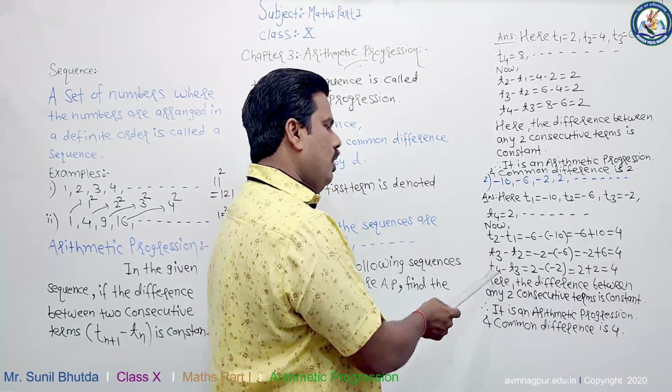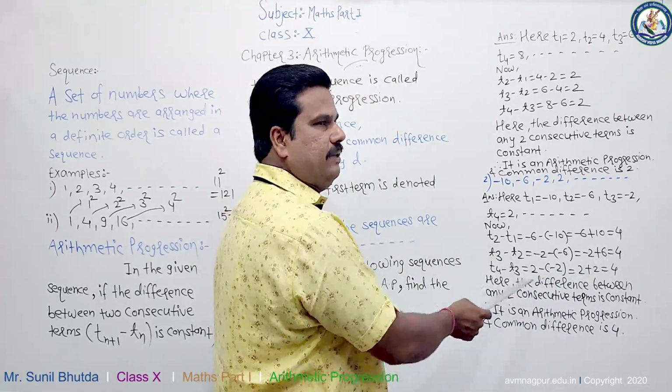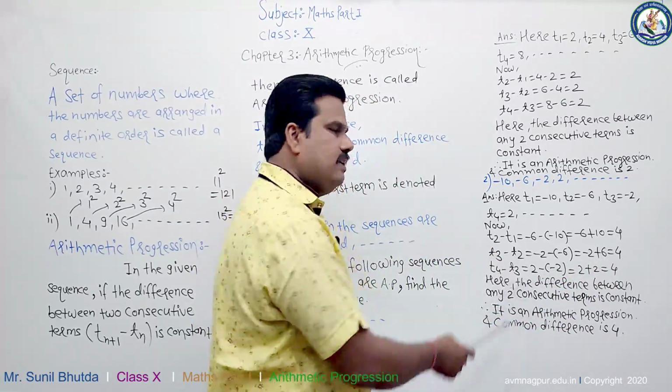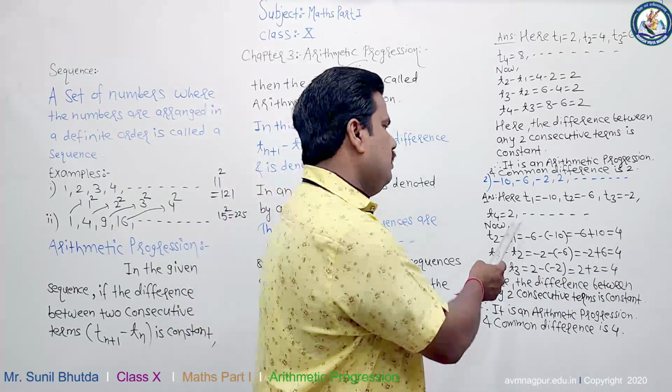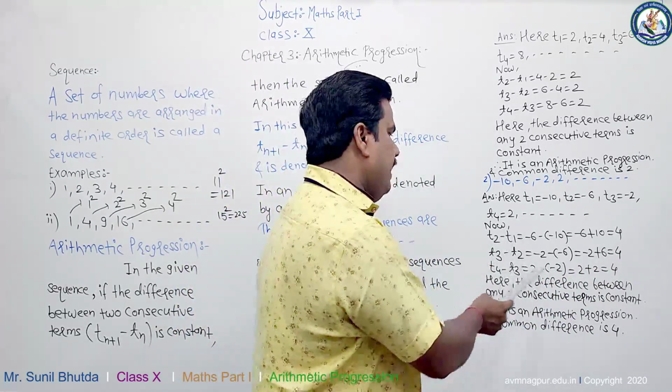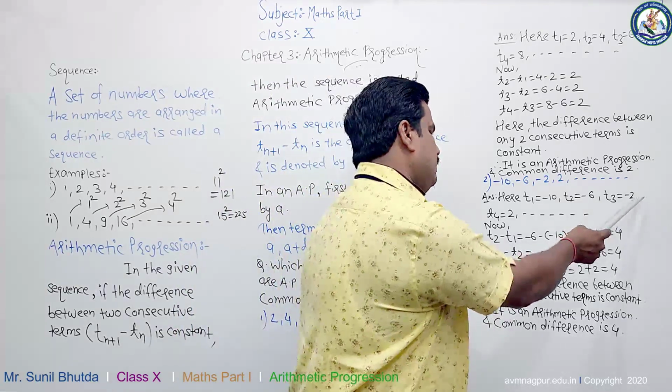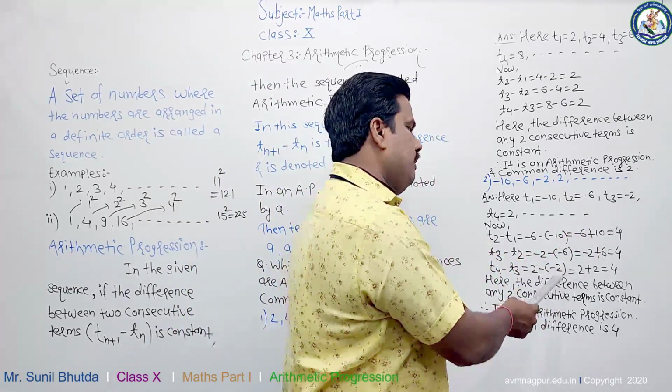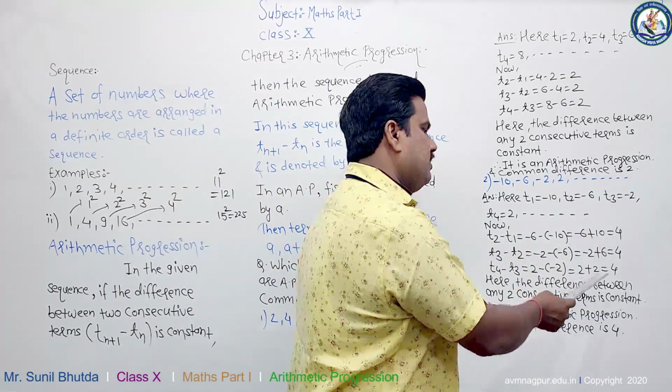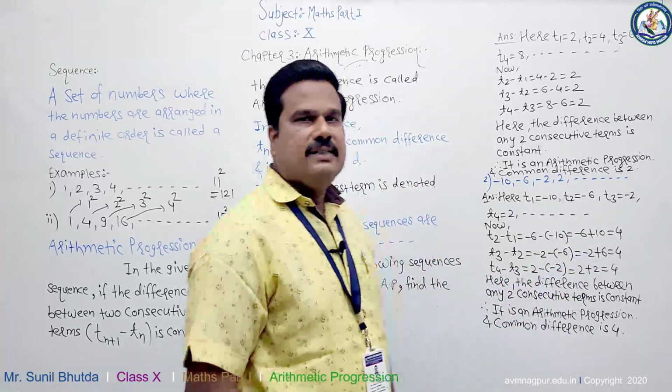Now find out the common difference between T3 and T4. That is what? T4 minus T3. What is our T4? Our fourth term is 2, minus what is our third term? The third term is minus 2, and minus into minus will give plus 2. 2 plus 2. Again we are getting the same answer.